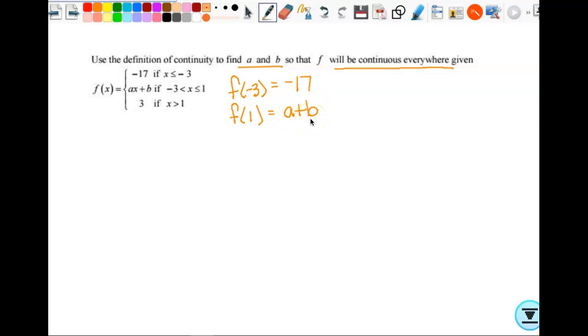I don't know what those are yet, but I feel like for sure this one exists. That one's probably going to exist. So I feel like I can move on. I don't know enough yet to say no, it doesn't exist. I've got to figure out what a and b are. I'm thinking if I can find those numbers and they're real numbers, then that one will exist.